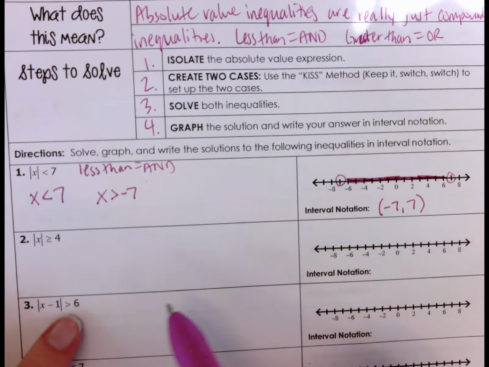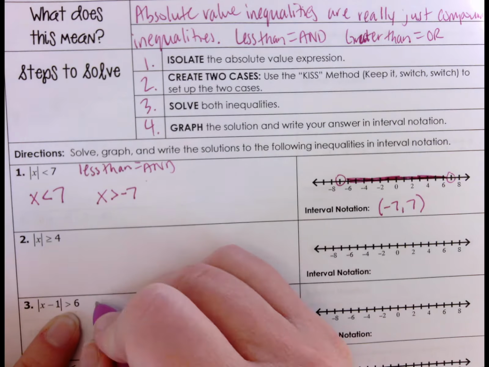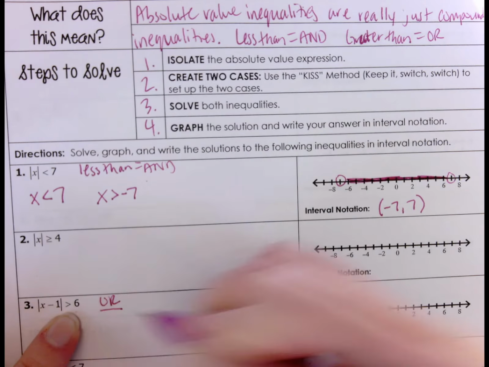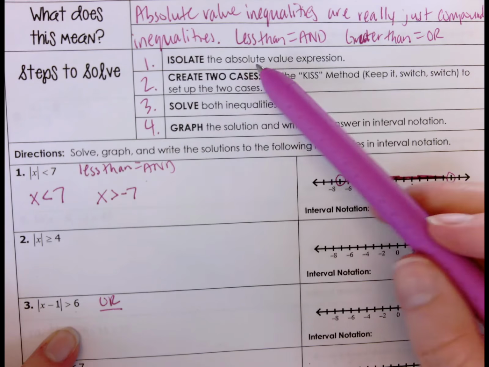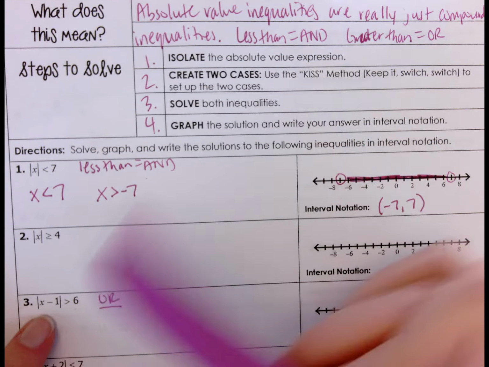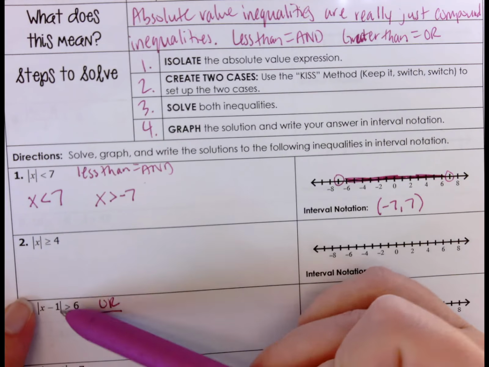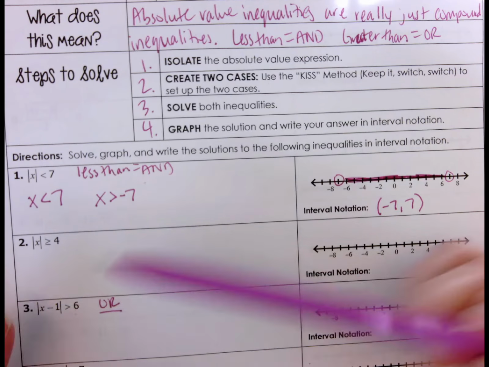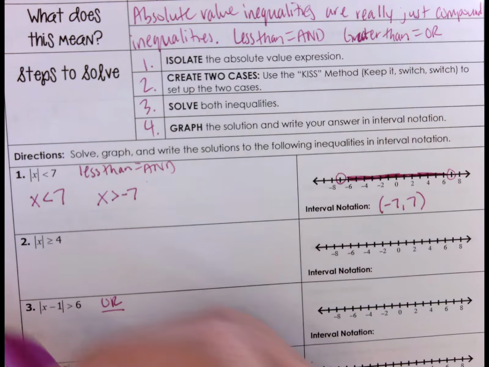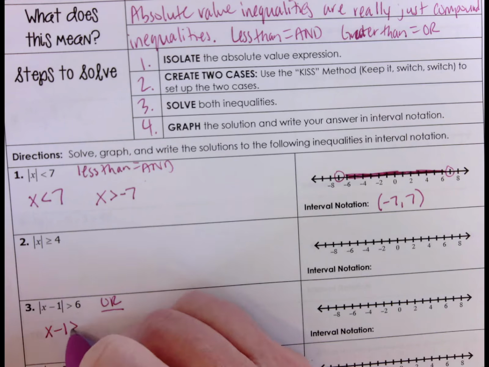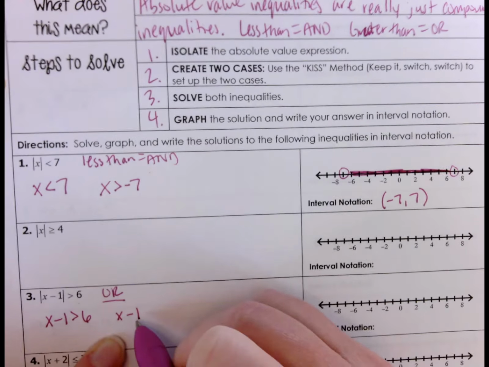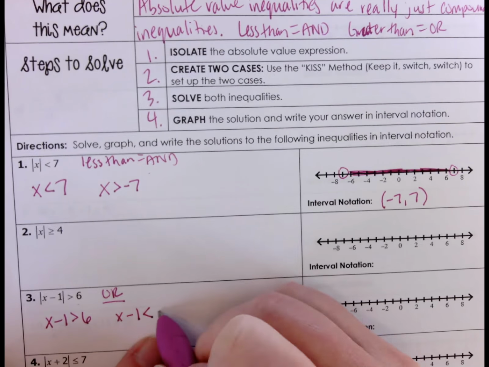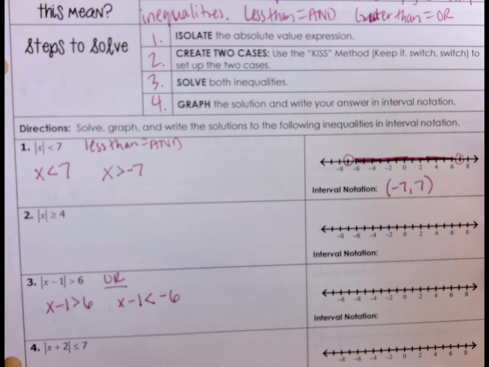On number 3, we have a greater than symbol. So greater than means that we're going to be dealing with an or. All right, so keep that in mind. First step, we're going to be isolating the absolute value expression. Okay, it's already isolated. Notice it's by itself on this side of the inequality. Second step is to create the two cases. So this one stays the same. The second one, we keep what's on the left, we switch the sign, and then we switch that to a -6. All right. Third step is to solve them both.